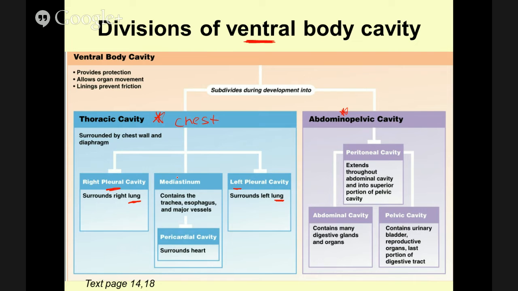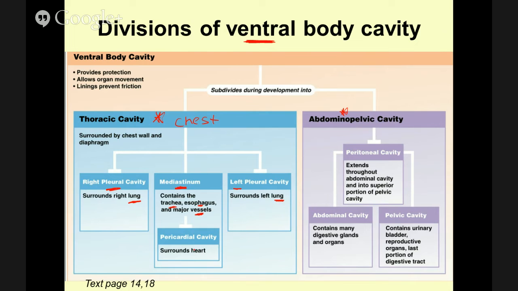Now, I mentioned the mediastinum. This is the area that contains the trachea, your windpipe, and the esophagus, that's the tube that brings the food down from your mouth to your stomach. And there's a lot of big blood vessels like the aorta and the vena cava in this mediastinum as well. So it's an area right in the center of the ventral body cavity.